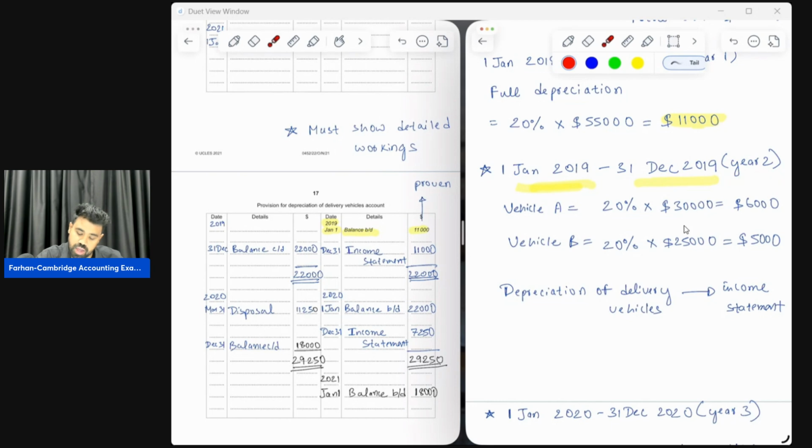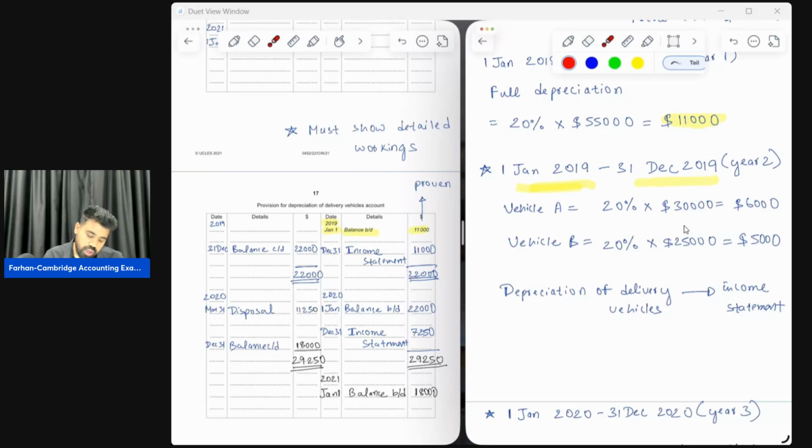Now vehicle A is to be depreciated at 20% on the original cost of $30,000, which would give us $6,000 in depreciation. Vehicle B is to be depreciated at 20% on the original cost of $25,000, which would give us $5,000 in depreciation. And the total depreciation for these delivery vehicles combined would be $6,000 plus $5,000, which is $11,000, which is an expense which would be reported in the income statement, right?